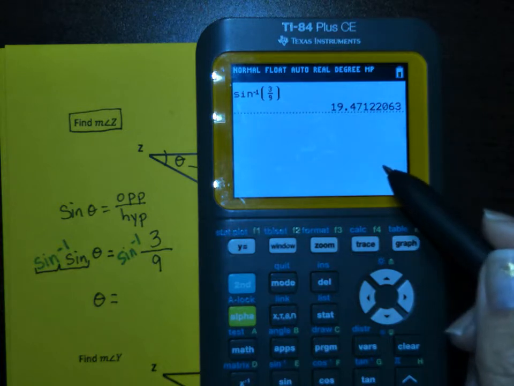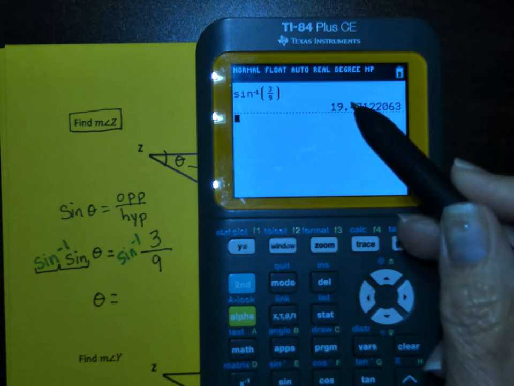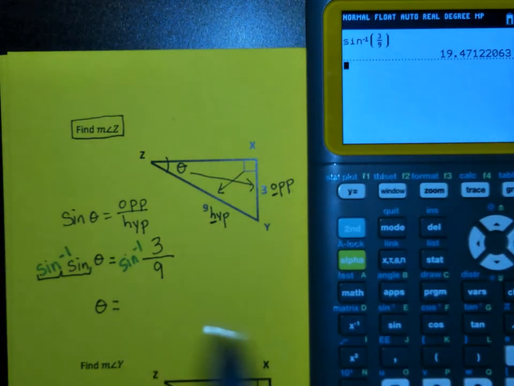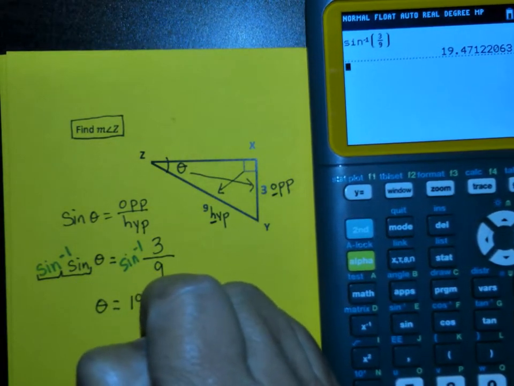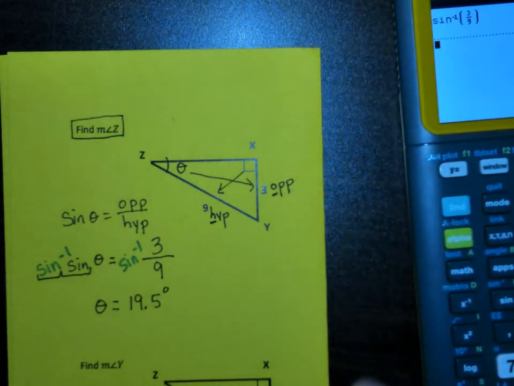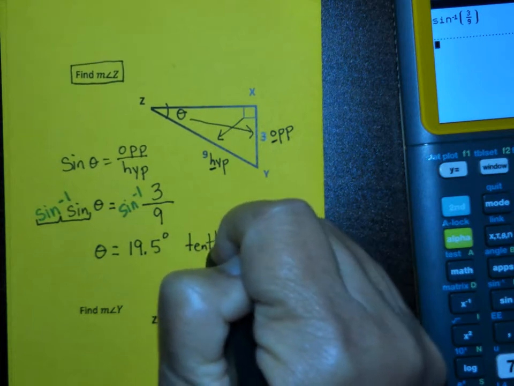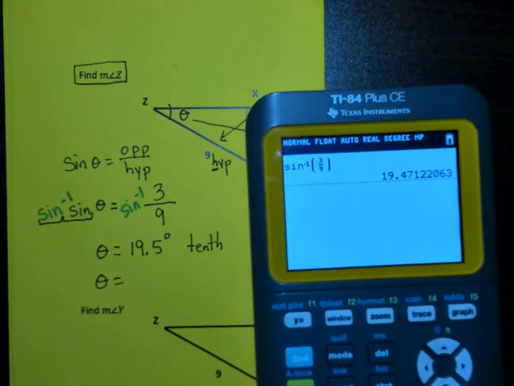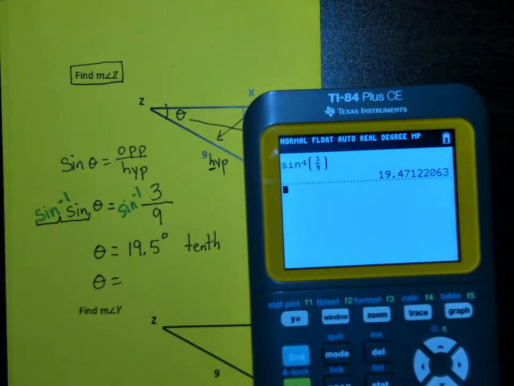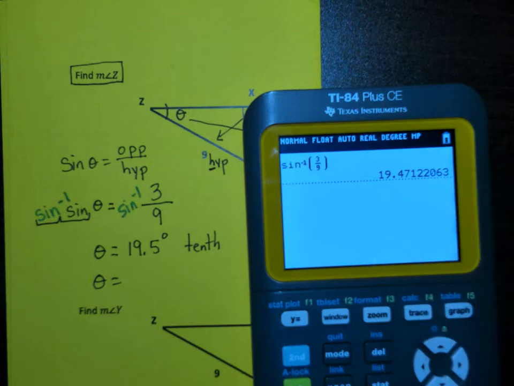And then we're going to round. So if it says round to the nearest tenth, that 7 would tell you to raise the score. So I could write 19.5 degrees. So if it says round to the nearest tenth, that would be my answer. But sometimes with angles, it just says round to the nearest degree. So the nearest degree would just be 19 degrees.